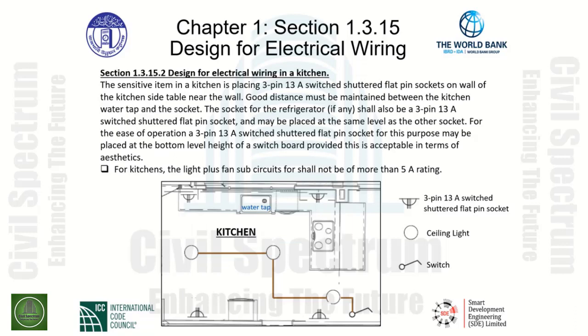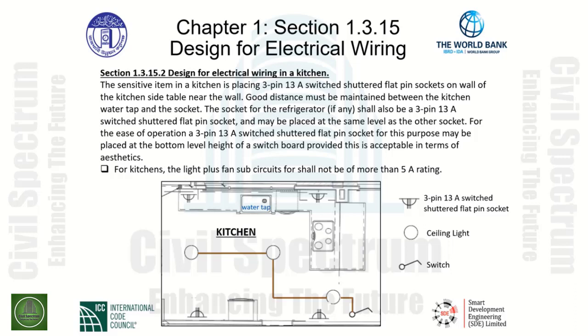Designed for electrical wiring in a kitchen is in section 1.3.15.2. The sensitive item in a kitchen is placing 3-pin 13-amp switch shuttered flat pin sockets on a wall of the kitchen side table near the wall. Good distance must be maintained between the kitchen water tap and the socket.